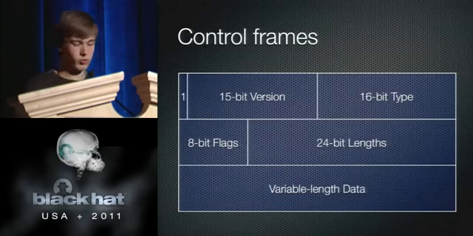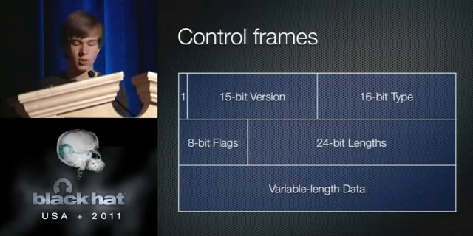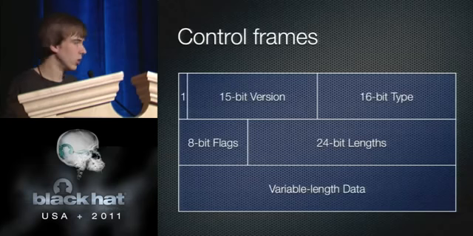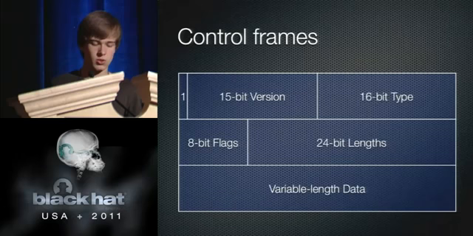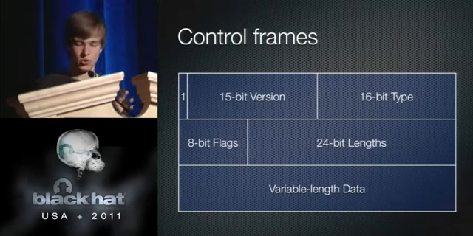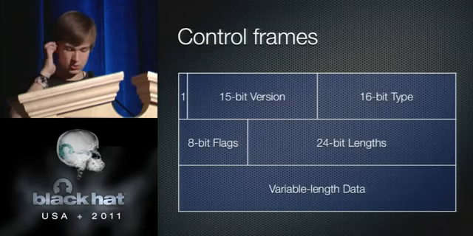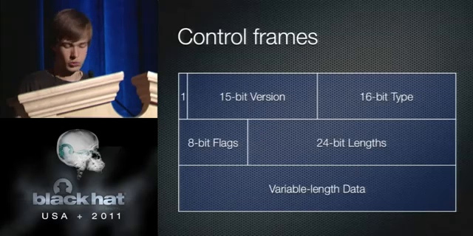So this is how a control frame works. As you can see, the first bit is set to 1. The next 15 bits are for version checking. Right now we are at version 3, at least draft 3. If you're using Google Chrome with Google services, you're still using draft 2, which is pretty cool because draft 2 still has some bugs and some cool things in it that allow us to hijack sessions and stuff, which is what we'll see later. The next thing is a 16-bit type.